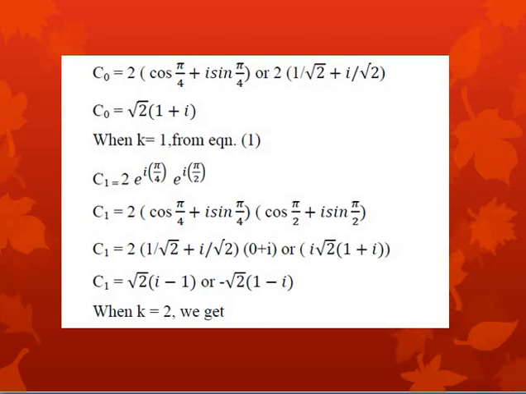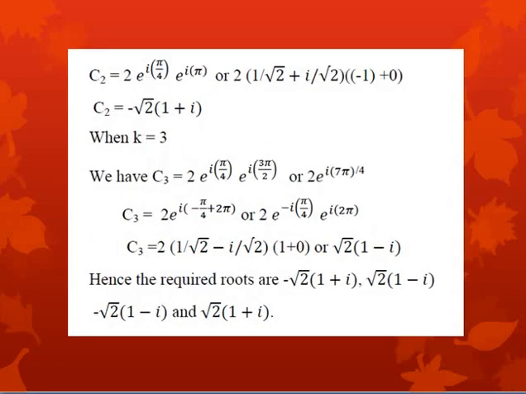When we put k equal to 2 in equation 1, we get c2 equal to 2 e power i pi by 4 into e power i pi, or 2 into e power i pi by 4, which is 1 by root 2 plus i by root 2, and e power i pi is minus 1 plus i 0. So finally we get c2 equal to minus root 2 into 1 plus i.